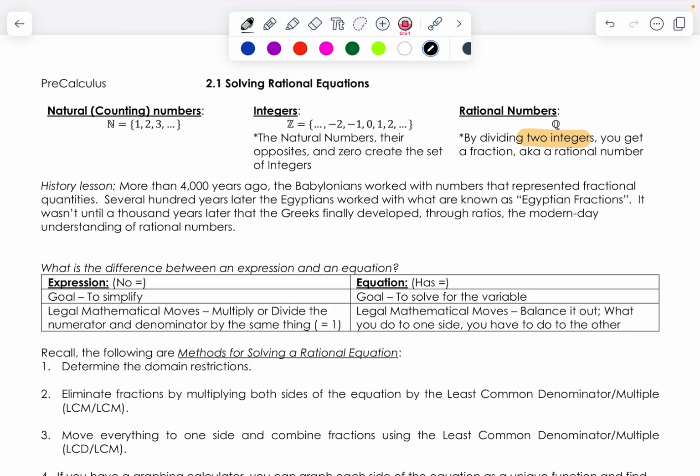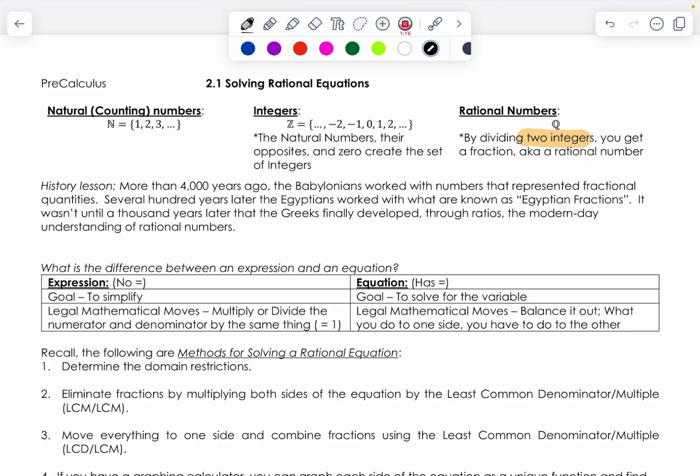Here's a little history lesson. More than 4,000 years ago, the Babylonians worked with numbers that represented fractional quantities. Several hundred years later, the Egyptians worked with what are known as Egyptian fractions. It wasn't until 1,000 years later that the Greeks finally developed, through ratios, the modern day understanding of rational numbers.